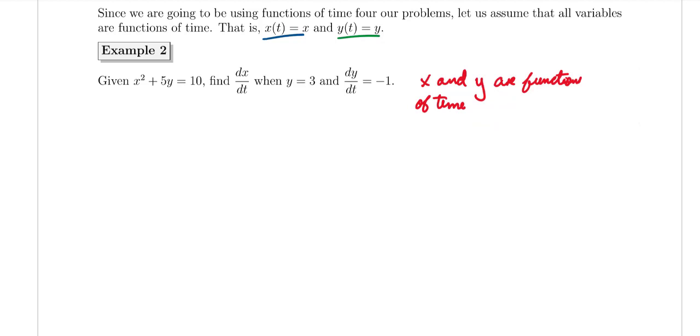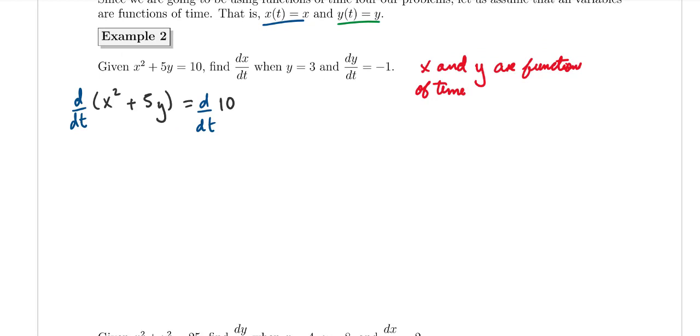Now in this case, because we're treating both x and y as functions of time, when we take the derivative with respect to time of both sides, we are going to end up with a dx/dt and a dy/dt. So let's see here. So we have the derivative of x squared plus 5y equals 10. Take the derivative of the right hand side as well, 10. Okay, so let's see. And this is what I was talking about.